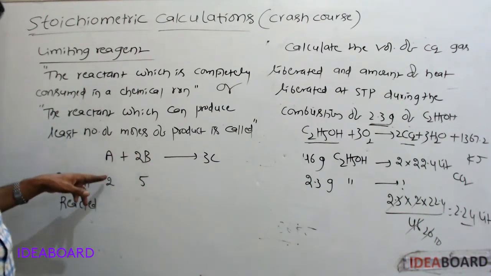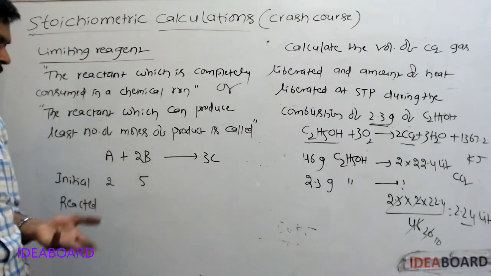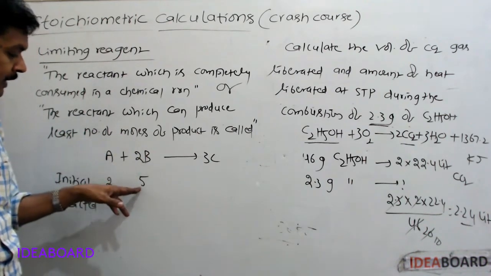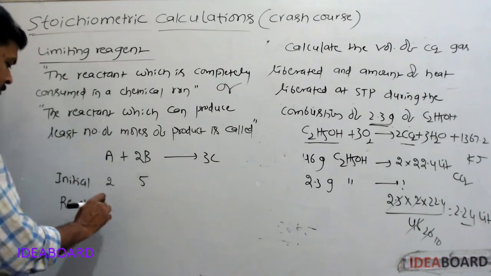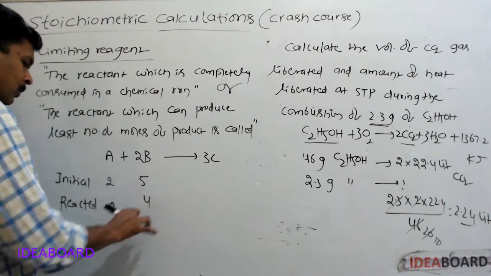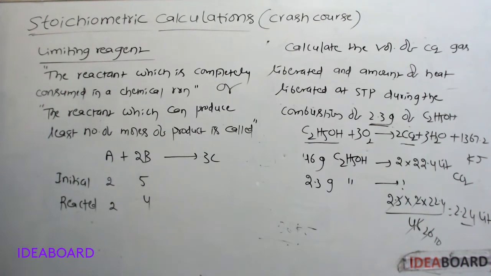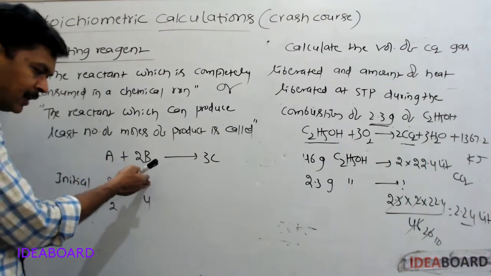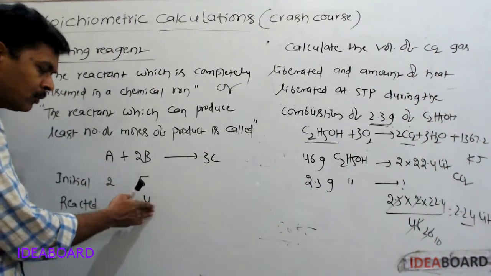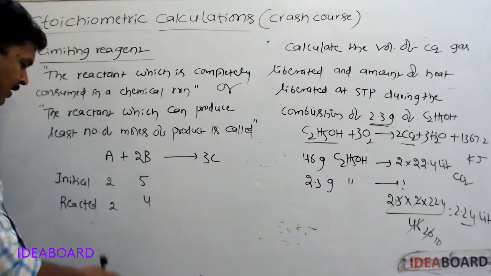Initial number of moles of A is given as 2. For 2 moles, how many moles is required? 4 moles is enough, but here excess of B is given. So 4 moles reacted. Given number of moles of B is 5. From that 5 moles, only 4 moles will be reacted.